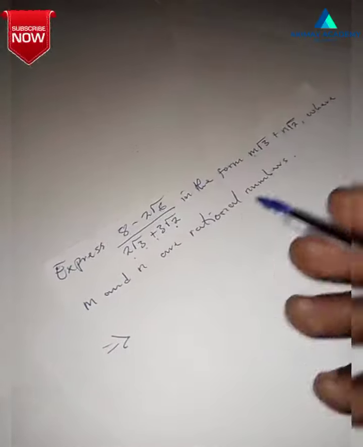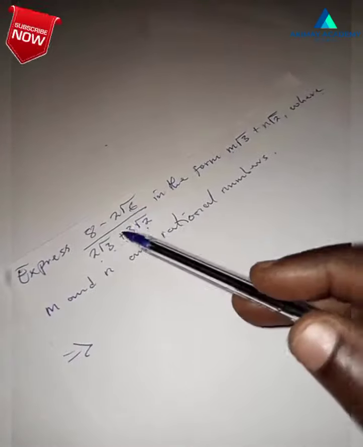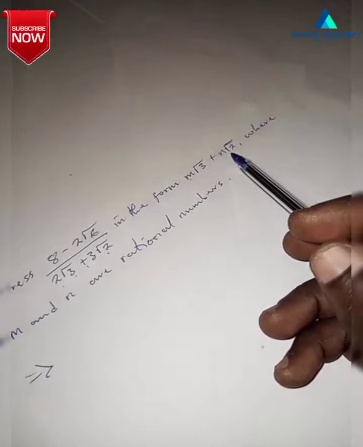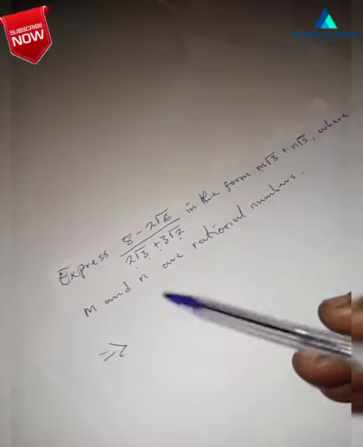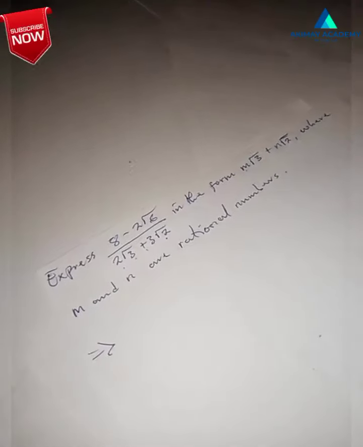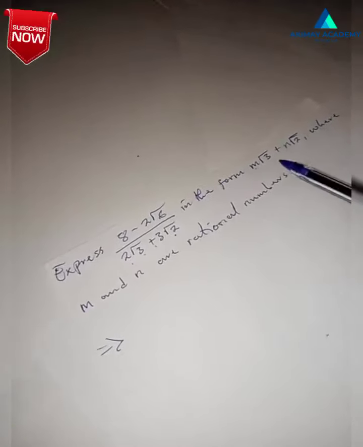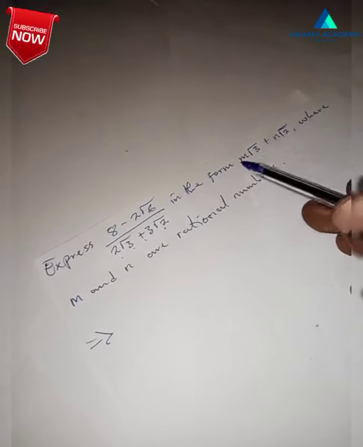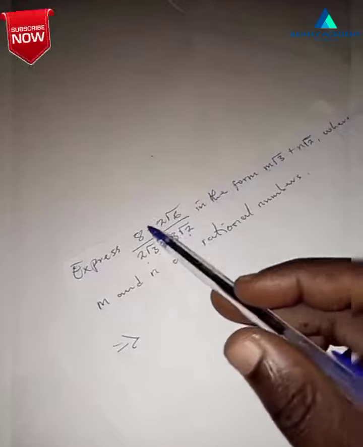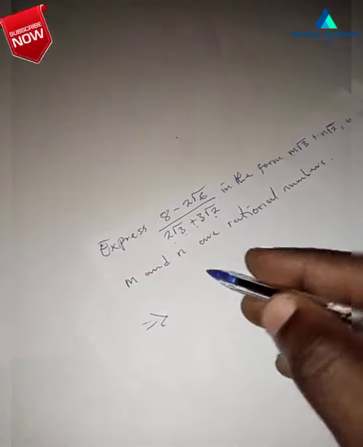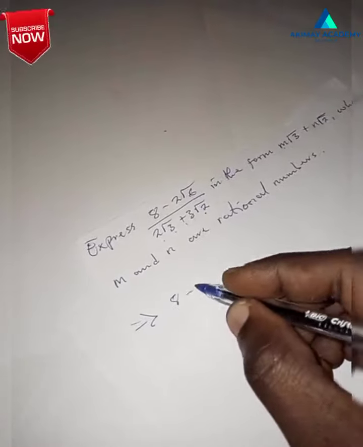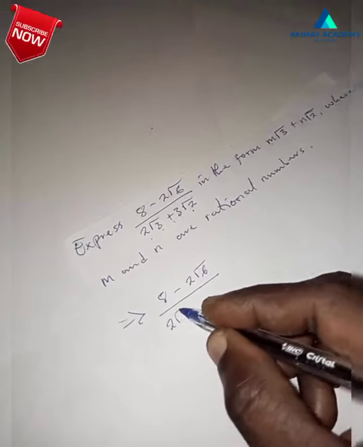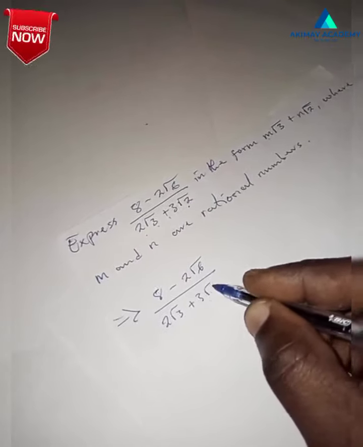Okay, so here if you look at it, they said express this expression over here in the form m root 3 plus n root 2, where m and n are rational numbers. Like I told you last time, whenever you are given a question of this nature, forget about this part. The focus shouldn't be here. Take the main expression out. So you have 8 minus 2 root 6 all over 2 root 3 plus 3 root 2.